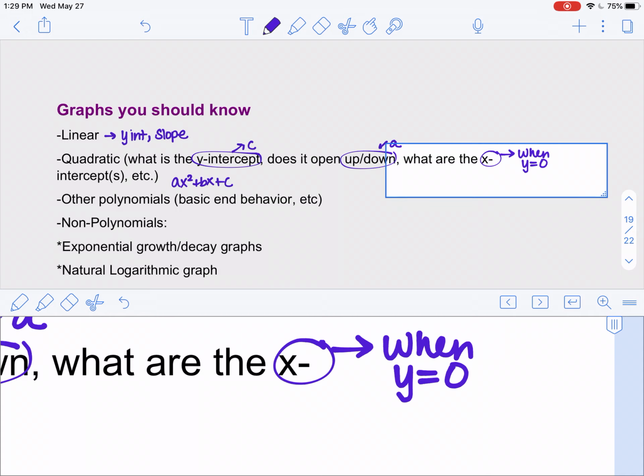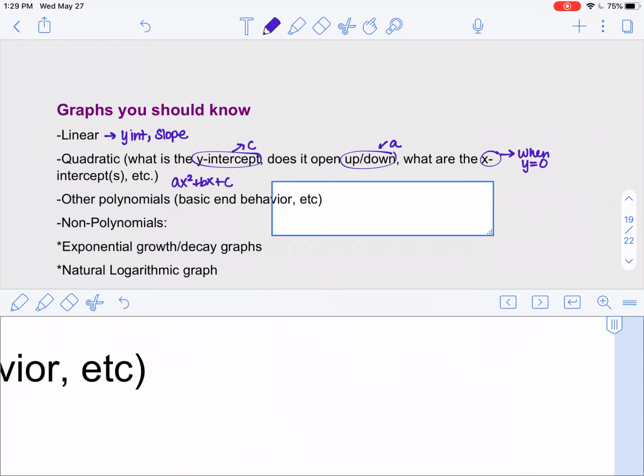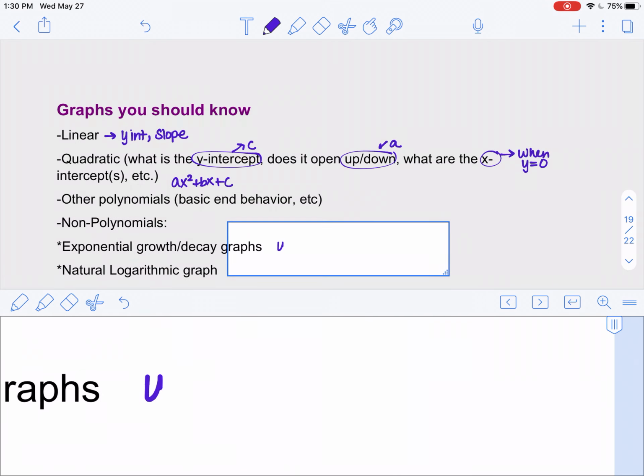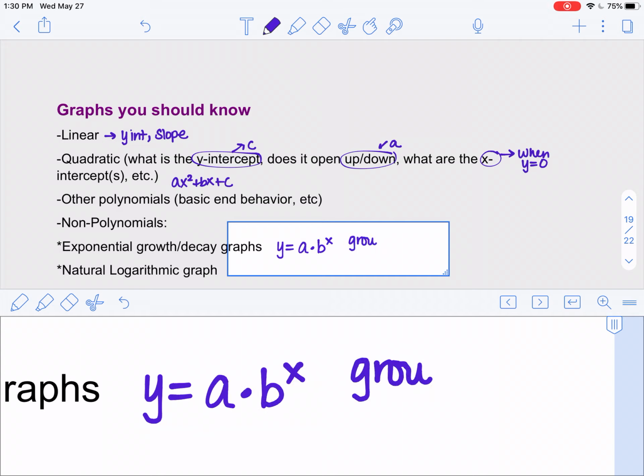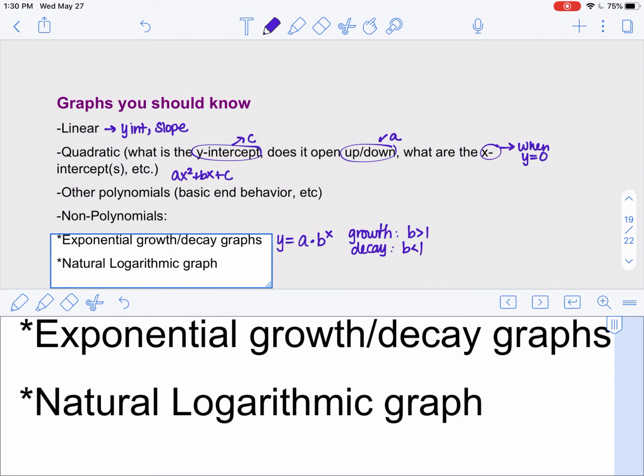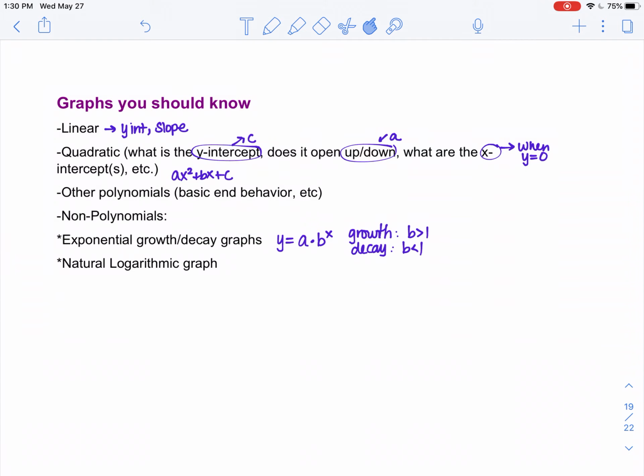Other polynomials, like basic end behavior, general shape. So if I tell you a cubic, you have an idea what that means, stuff like that. And then some non-polynomials, especially exponential growth and decay graphs. We're going to look at a particular one, but stuff like y equals a times b to the x, where growth is when b is greater than 1, decay when b is less than 1, and then the natural log graph.